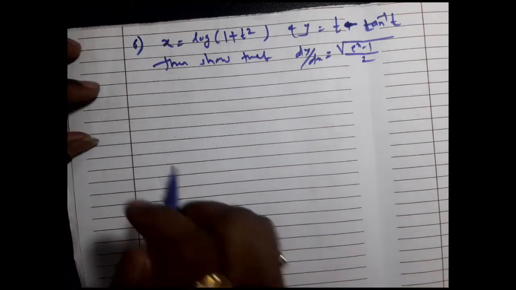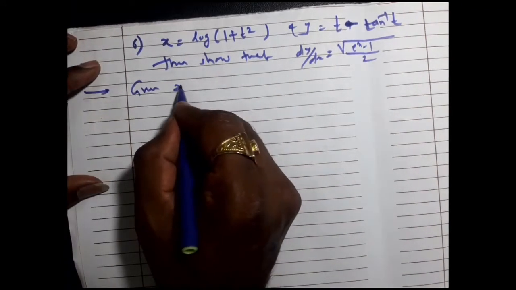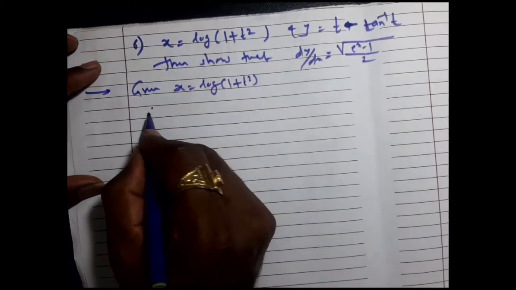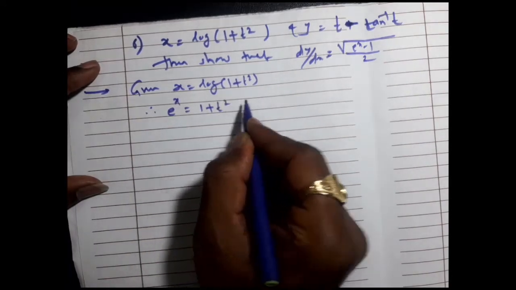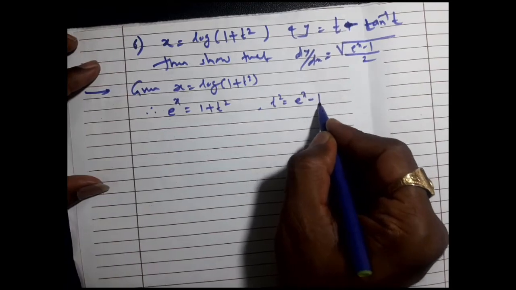Next example number 6. Given x is equal to log 1 plus t square. This can be written e raised to x is equal to 1 plus t square. That is t square is equal to e raised to x minus 1.